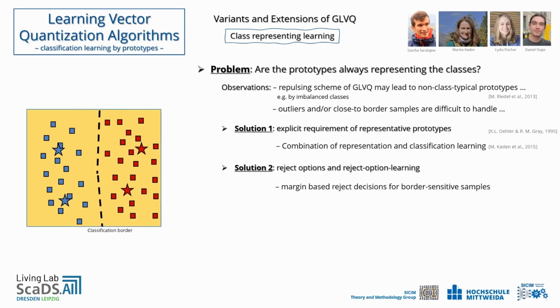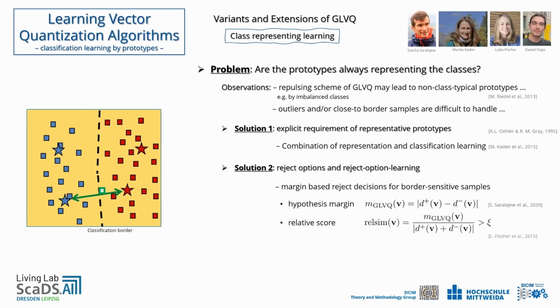So another possibility is that you want to reject some data points. So we can use the margin-based reject decision because we know that our model is optimum with respect to hypothesis margin. So if we have a data point which is just at the border between two classes, then we can take the respective hypothesis margin or a relative score based on this hypothesis margin, and we can reject those data, as well as we can take outlier reject, which are far away prototypes. This can also be used in terms of one class GLVQ learning, where you have only to represent the target class and all other data are assumed to be noisy data or not target data.